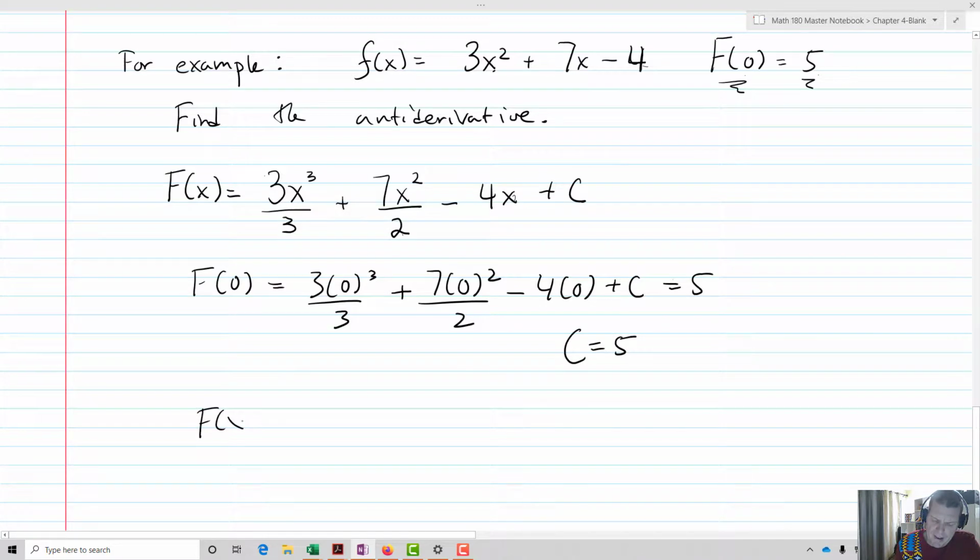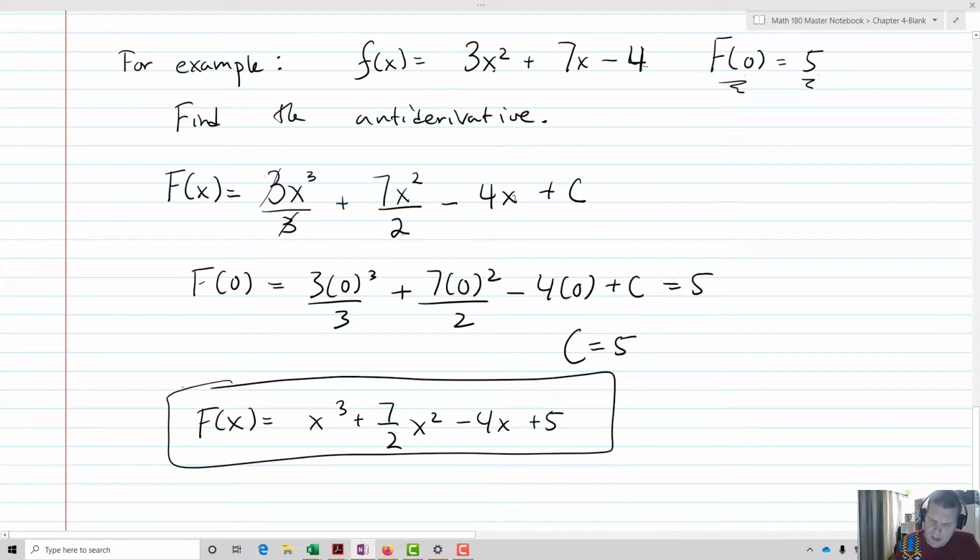So that means big F of x is going to equal x cubed, because we can just factor those out. X cubed plus 7 halves x squared minus 4x plus 5. Okay, and that is the antiderivative of little f of x.